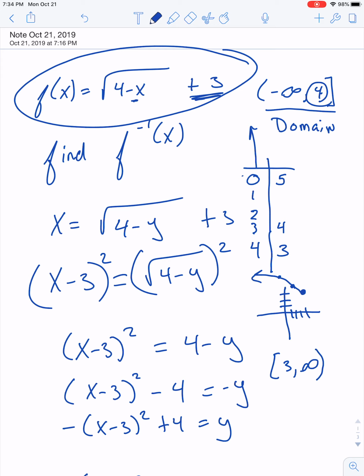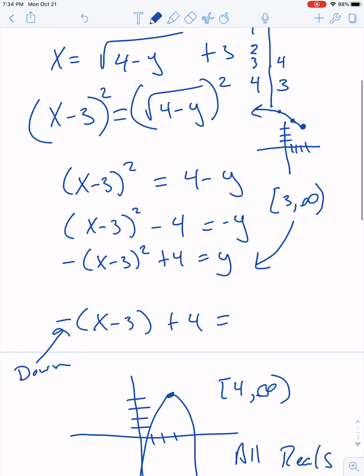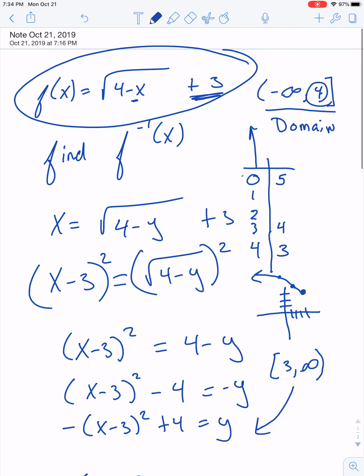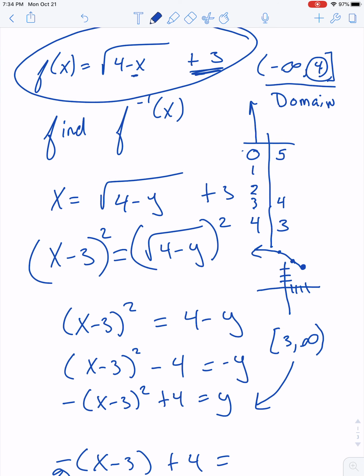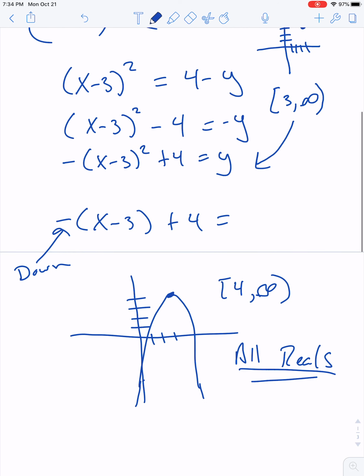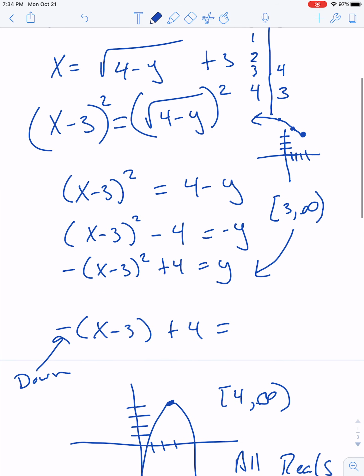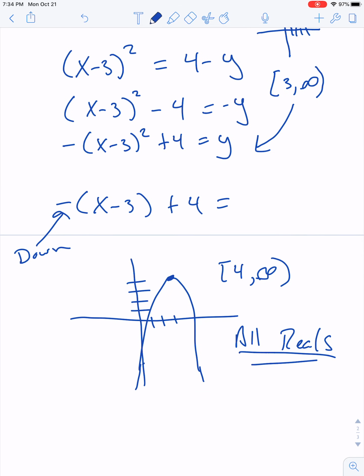So my range of the original is going to be the domain of our new function. If there were no restrictions, the domain would be all reals. But there is a domain restriction up here, which helps us to identify our range. And again, the domain of our new function will be the range of the original. So this graph would be the full graph without that restriction.